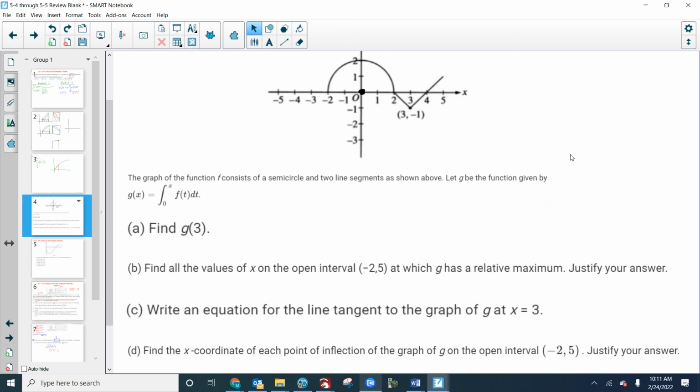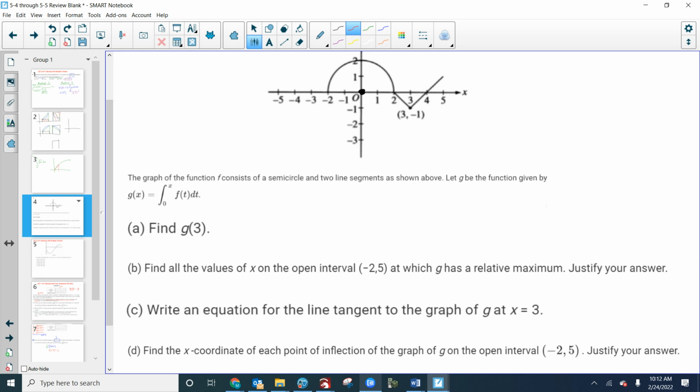All right, I believe we talked about how this one's a little bit different because of the starting value. And so I wanted to make sure we talked about this in preparation for some sort of summative assessment that may happen in the very near future.